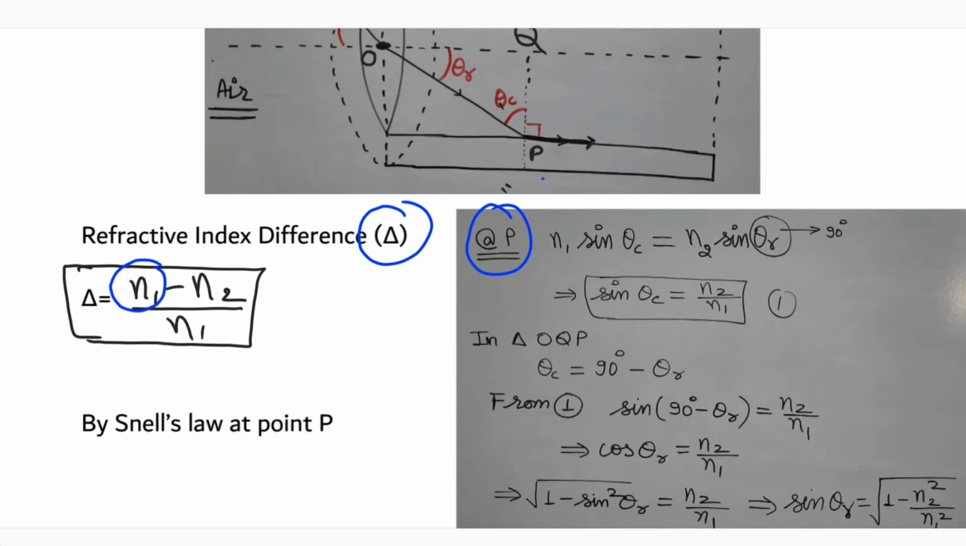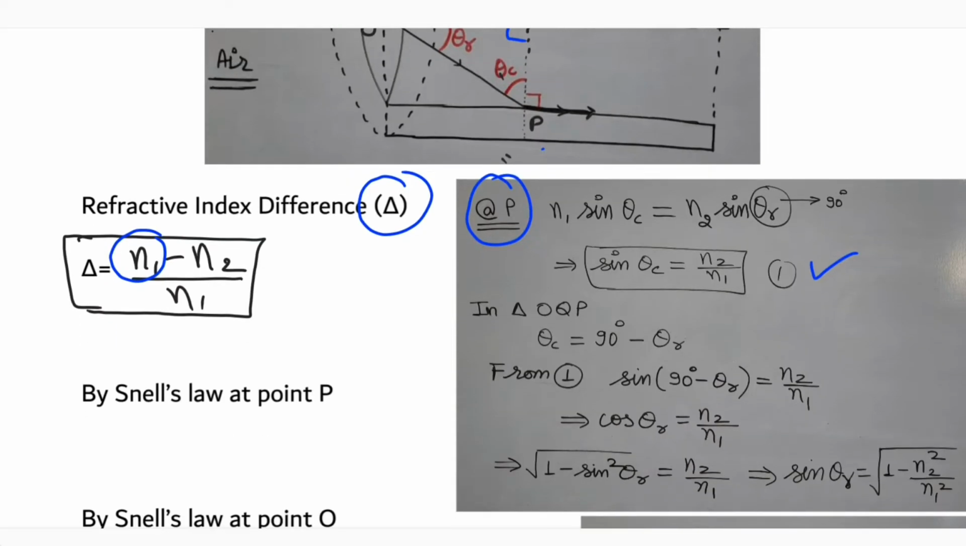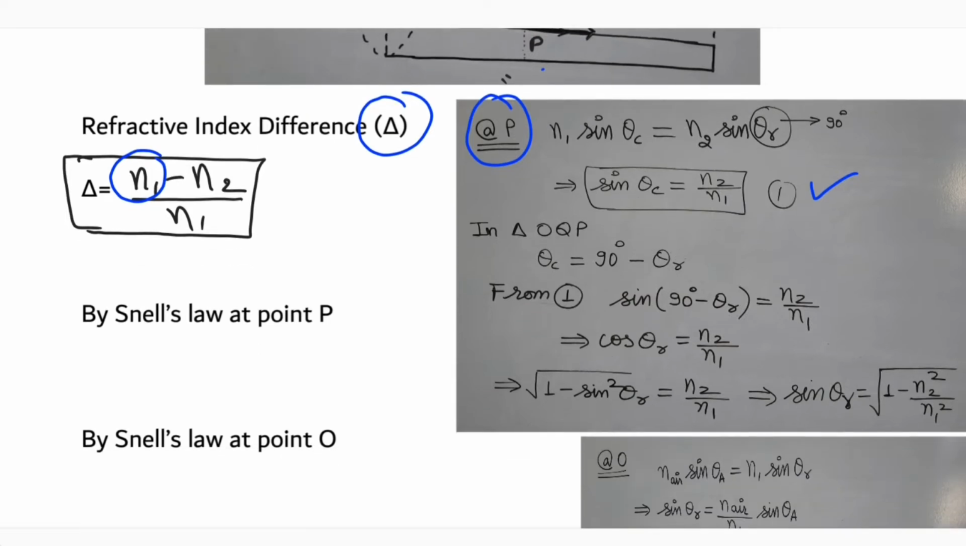That's why sine theta c equals n2 by n1, and you can mark it as equation 1. Now you can see the triangle OQP. In OQP, here is a 90 degree angle, and you can relate theta r and theta c. So theta c is 90 minus theta r. If you put this value in equation 1, you will get sine(90 minus theta r) equals n2 by n1. Sine(90 minus theta) is cos theta, so cos theta r equals n2 by n1.